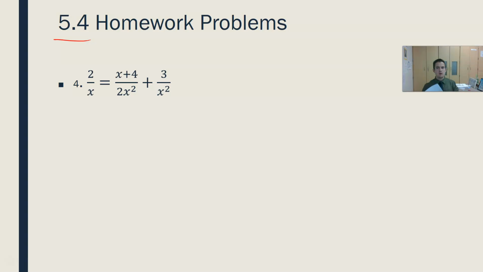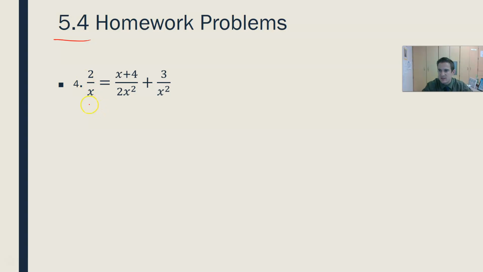The first problem I'm going to go through on the homework is question number 4. It says 2 over x equals x plus 4 over 2x squared plus 3 over x squared. Remember, with these rational equations, I usually have something equal to something plus something else. Since they're all fractions, especially when adding and subtracting together, they need to have a common denominator. I'm not going to be able to do anything with them until they have a common denominator.